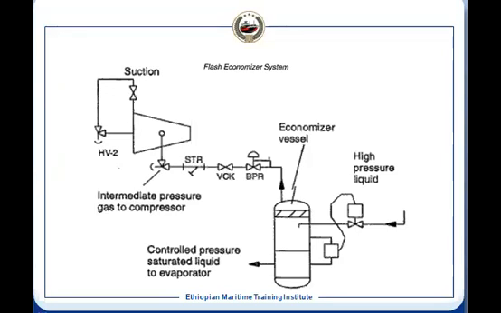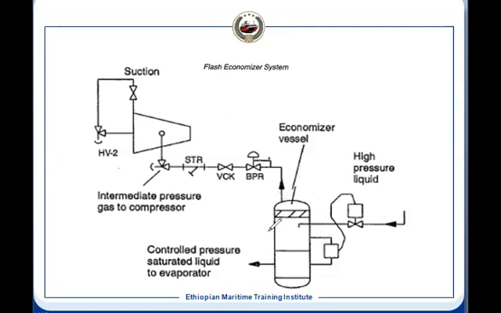Yeah, Melissa, tell me. Thank you, Chief. From this diagram, I see the gas from the vessel is going directly to the compressor. This means it's bypassing the evaporator, so it's passing without doing work. How can we say this is an economizer? I don't understand how we make economy from here.